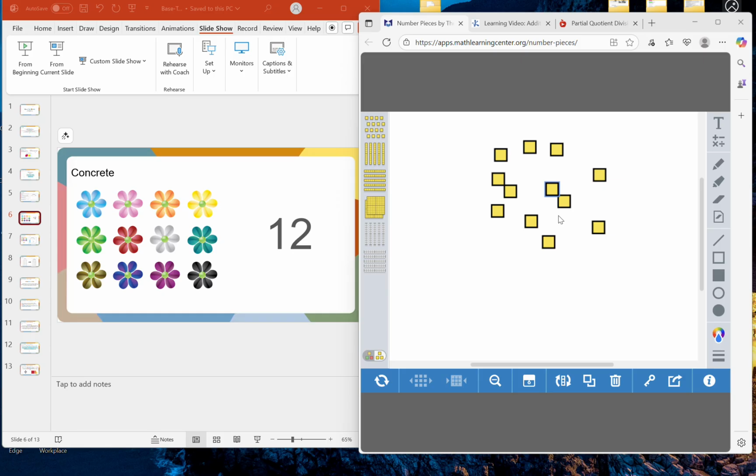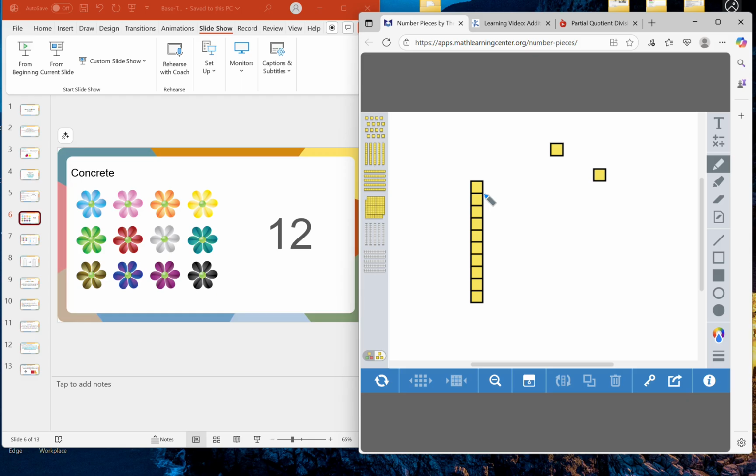Once we have our 12 units, we group 10 of them together. 1, 2, 3, 4, 5, 6, 7, 8, 9, 10. This grouping transforms into a rod.